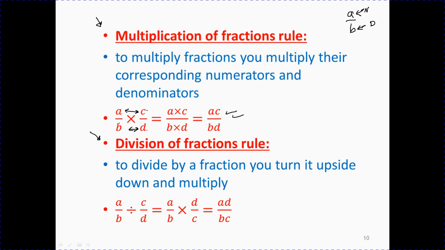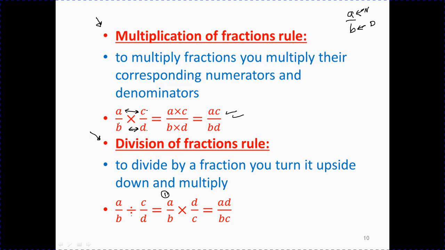Now, for division, it also has a very simple rule. To divide by a fraction, you turn it upside down and multiply. It's a very simple procedure. It means that if you have a over b divided by c over d, first I'm going to keep the first fraction without any change. So a over b stays a over b. I did not change anything.